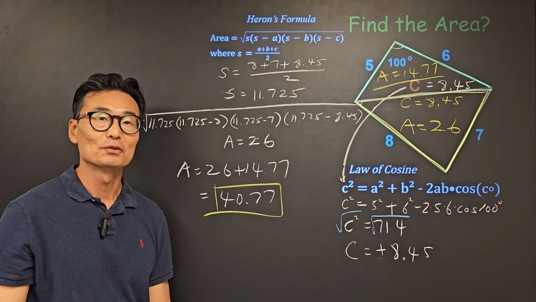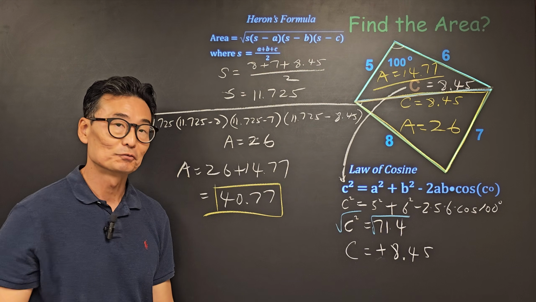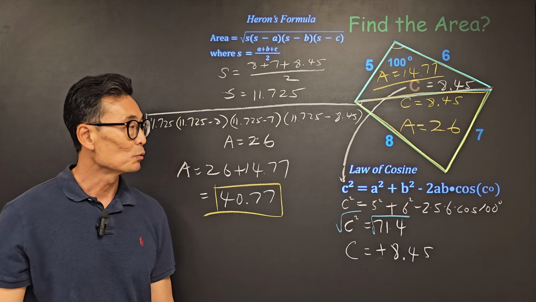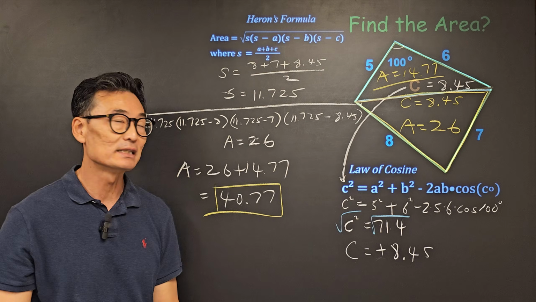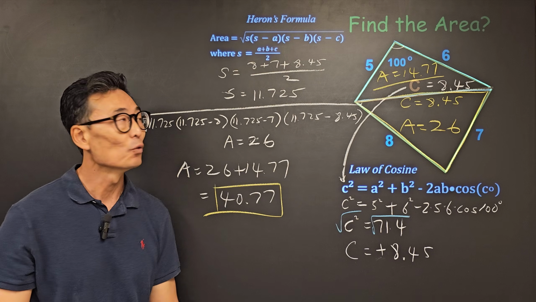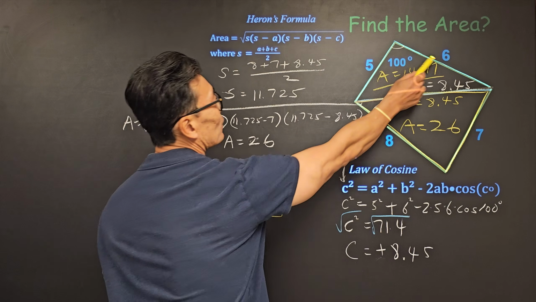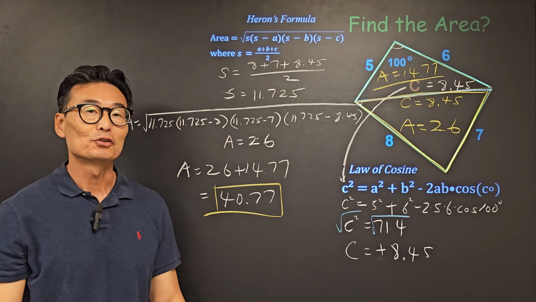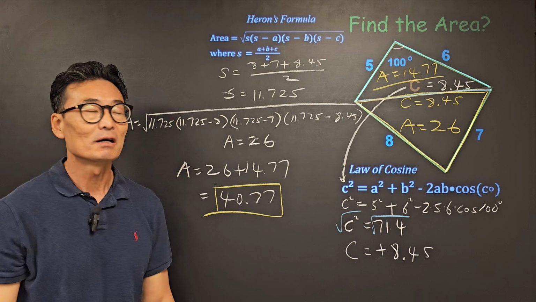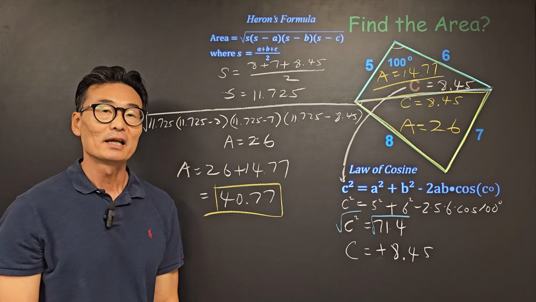So hopefully from this video, from this lesson, you're able to learn the law of cosine in order to find the third side of a triangle when you're given side angle side. And given three sides of a triangle, you're always able to find the area of it using Heron's formula.